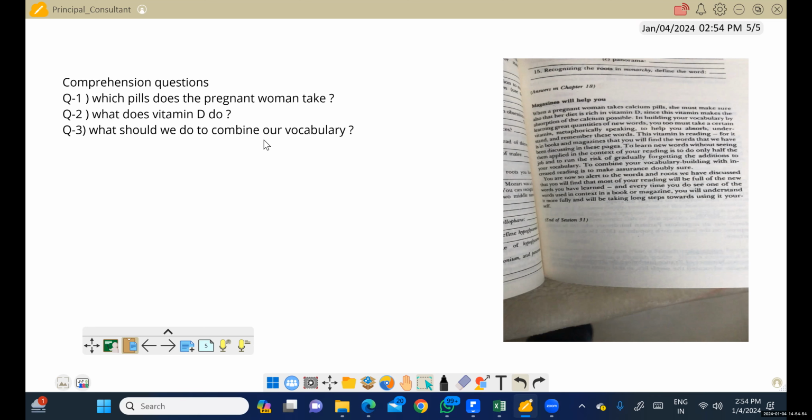Here, did you read the paragraph, Kavya? Yes, sir. Then, what should we do to combine our vocabulary? We have discussed, everyone gave answers. Anirudh? So we should increase reading. Yeah. So we should increase reading.